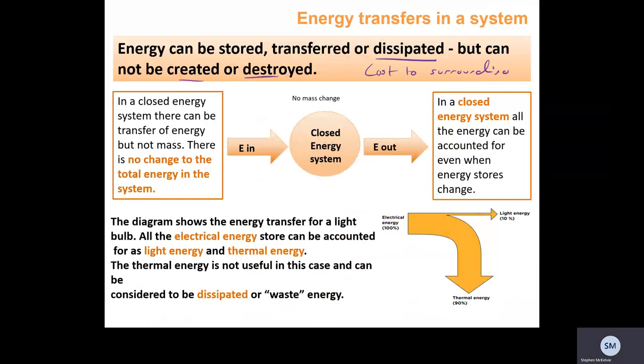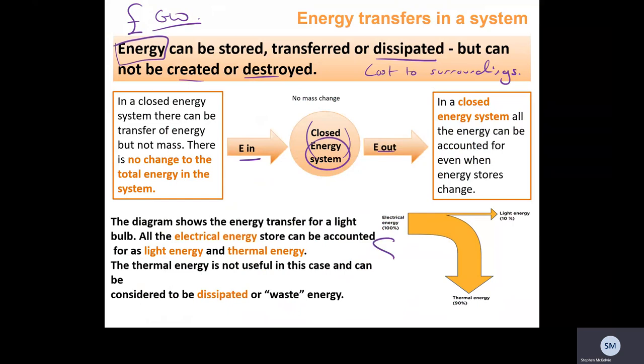Most of the time, we spend a lot of time trying to avoid that because energy costs us. It costs us in cash and it costs us in global warming. A lot of our energy stores come from fossil fuels, which isn't very good. So the amount of energy going into a closed system, and remember, an energy system is just a group of objects, the amount of energy in will be equal to the amount of energy out.